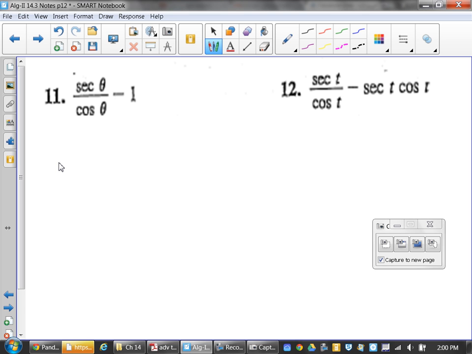Because if you look at number 11, you have secant over cosine minus 1. And the other one you have secant over cosine minus secant times cosine. So if I'm looking at number 12, isn't secant times cosine two inverses multiplying against each other? When you multiply inverses together, what do you get? 1. So these are the same problem.